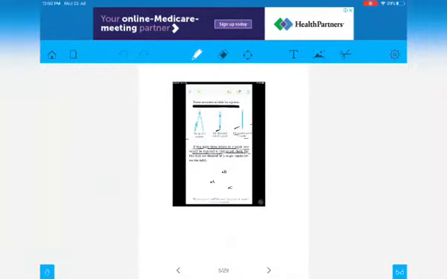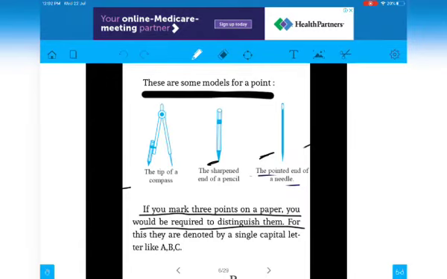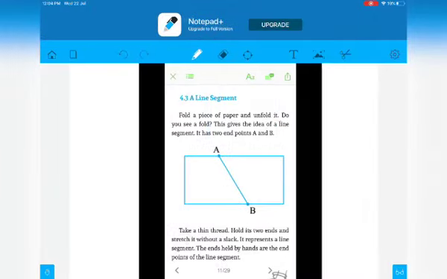Now dear students, you will see over here there are some models of a point. Like you will see this compass over here, the tip of a compass, the tip of a pencil. This makes a point. If you mark 3 points on a paper, you would be required to distinguish them. So how will you distinguish them? Definitely by naming the points. Like this is point A and this is point B. So when I denote the points by single capital letters like A, B, C, D and so on, they will distinguish between them.